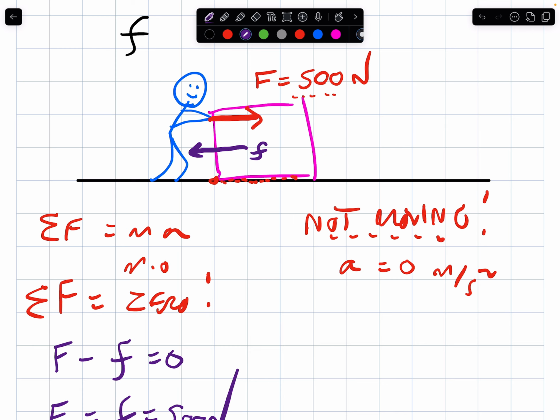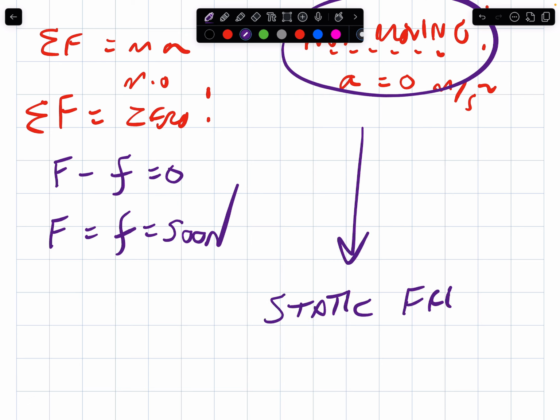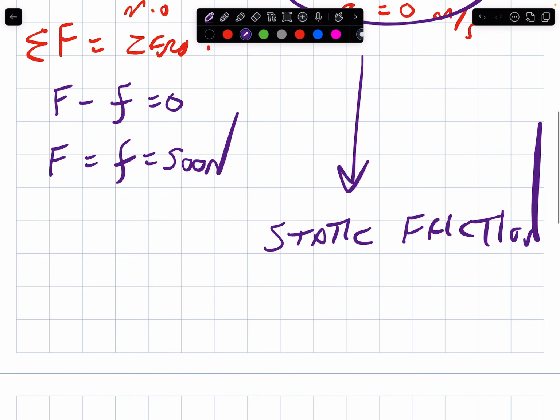This also means there are two different kinds of friction. If the surfaces are not moving relative to each other, this is called static friction. Static friction could be differentiated from slipping friction or kinetic friction by putting a little subscript here for static. We'll get more into the differences between slipping and non-slipping friction.